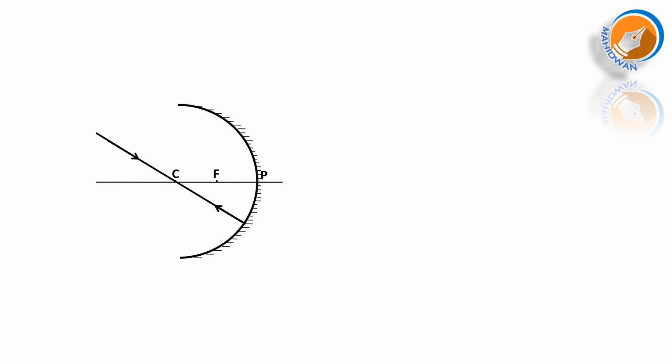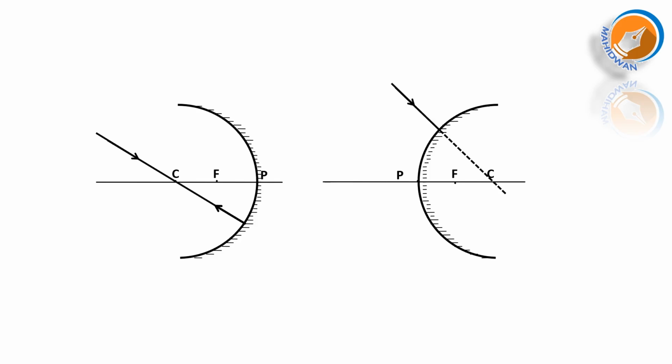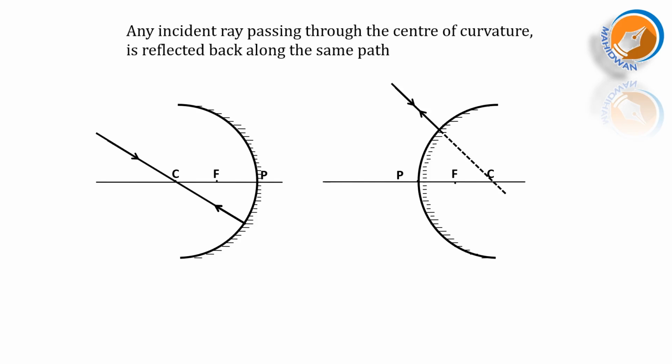Similarly, in the case of a convex mirror, any ray passing through the center of curvature, that is why it is dotted, because it is inside the painted surface. How will it go back? It will go back along the same path. So if I write this in words, any incident ray passing through the center of curvature is reflected back along the same path. So 3 rays are done.